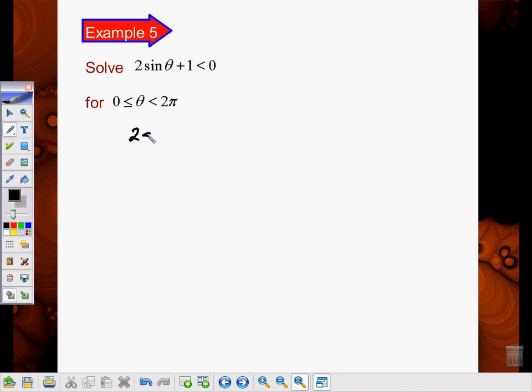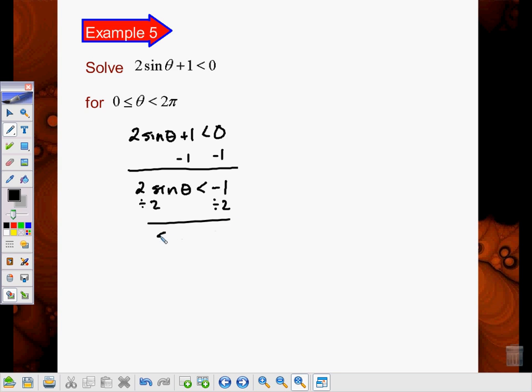So I'll begin by taking my inequality, and we will try to isolate the trigonometric function. So let's subtract 1. 2 sine theta then is less than -1. Divide both sides by 2. And we have sine theta is less than -1/2. All right, so less than -1/2. It may be really useful to look at what this looks like on the unit circle. Okay, so I'm going to go ahead and sketch that out.